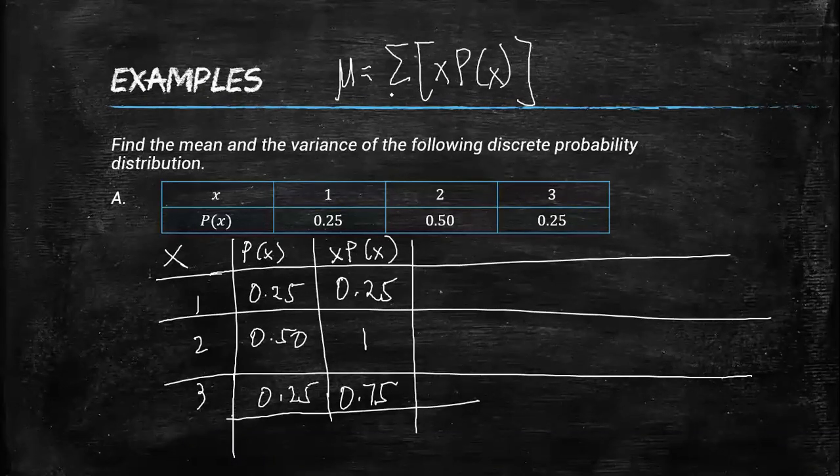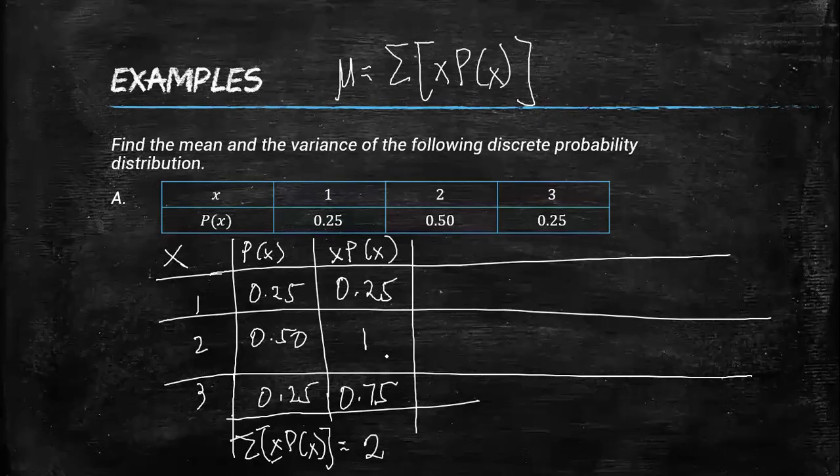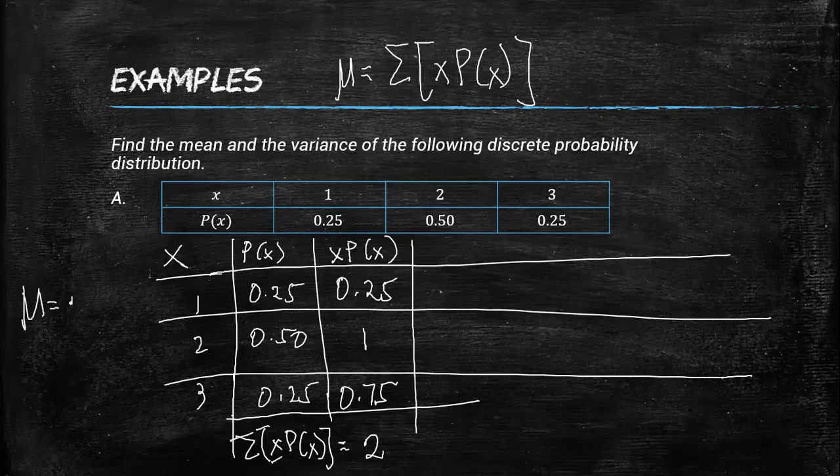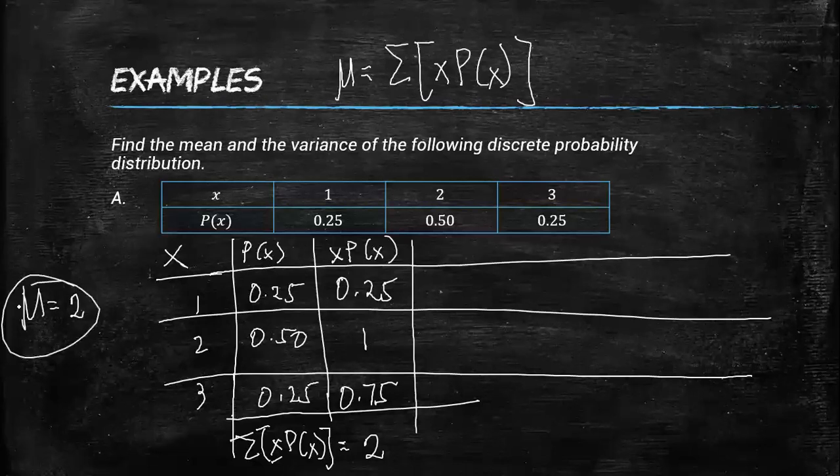Ngayon, class, ang sabi kasi sa formula, the summation of x times p of x. So, pag-a-add lang natin lahat ng x times p of x, yun na yung summation niya. Tama? So, what's the summation of x times p of x? 2. Okay, 2. So, kung 2, yun na yung mu natin. So, mu is equal to 2. Okay? Ayan, very good. Tapos, yan na yung mean natin, class. That's the final answer.